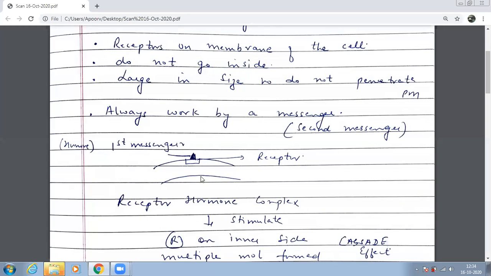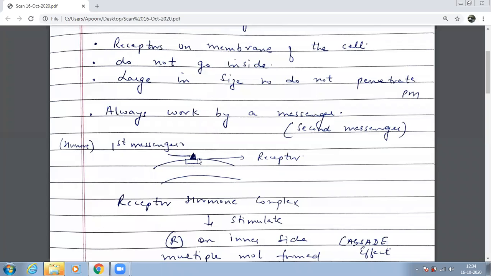Now both of them have bound. So this complex is known as the receptor hormone complex. Is it okay? The first step is clear to everybody. The receptor is present on the membrane, on the inner side. The hormone, also called the first messenger, will come and bind to the receptor. This rectangle is your receptor, this triangle is your hormone. This is known as what complex? Receptor hormone complex.